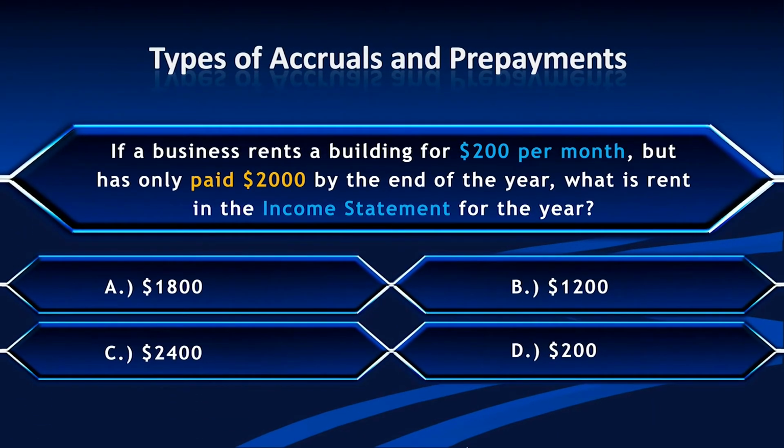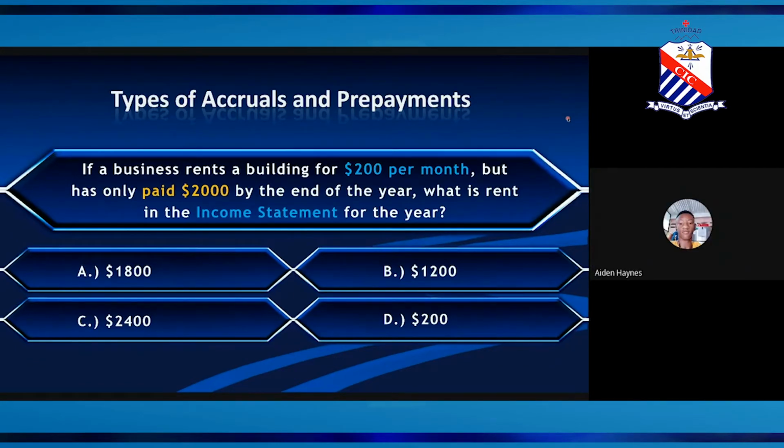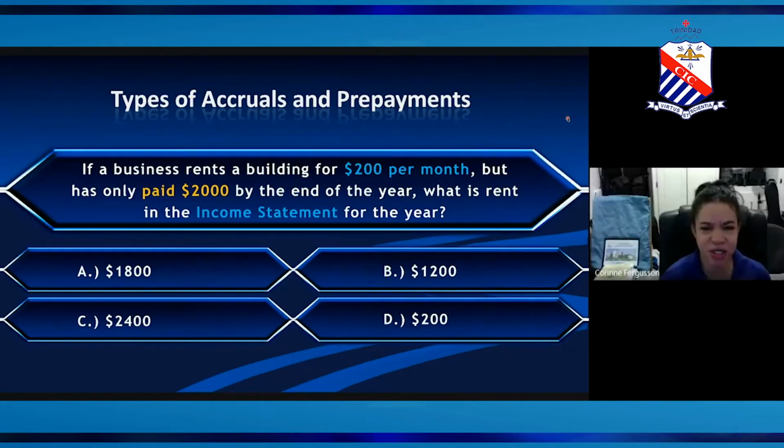If a business rents a building for $200 per month, but has only paid $2,000 by the end of the year, what rent is entered in the income statement? C. Well, Shirley going so fast.